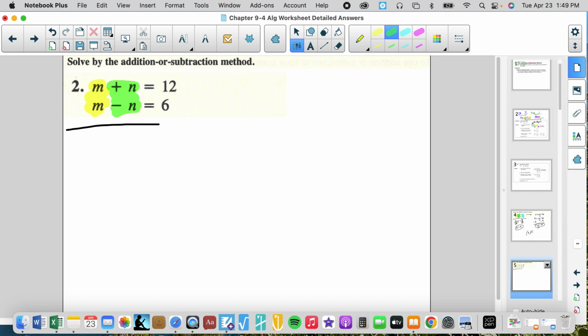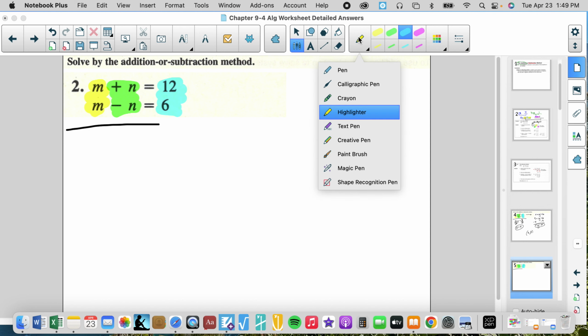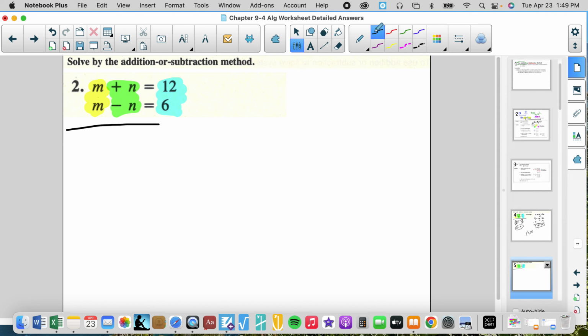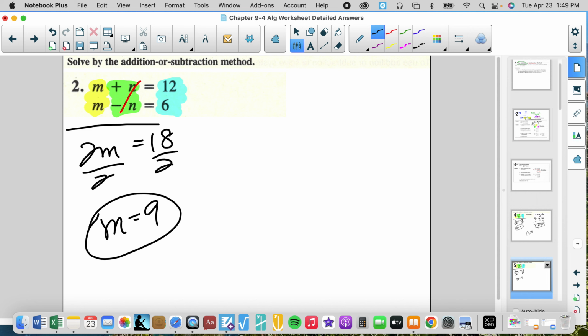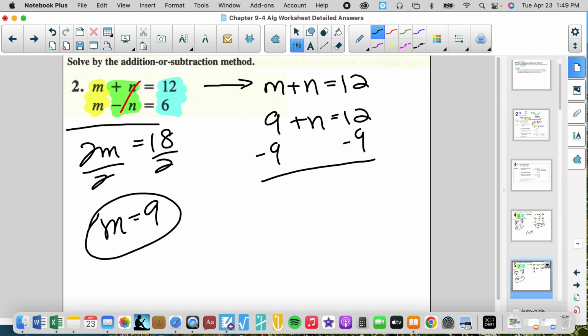Yes. Then it's advantageous for me to do this. There will be one more trick to this, but we'll just show how we're going to combine these. The n's will cancel. We're left with 2m equals 18 divided by 2, m equals 9. Nice and efficient. We can take that top equation, m plus n equals 12. 9 plus n equals 12. Minus 9, n equals 3.